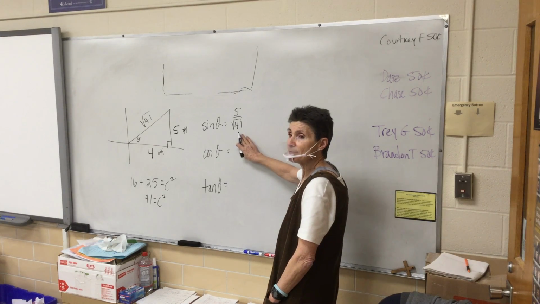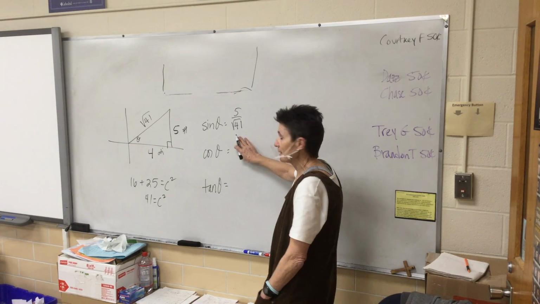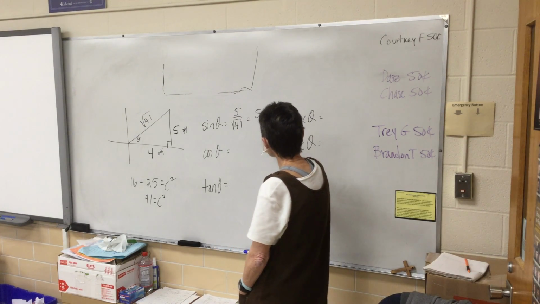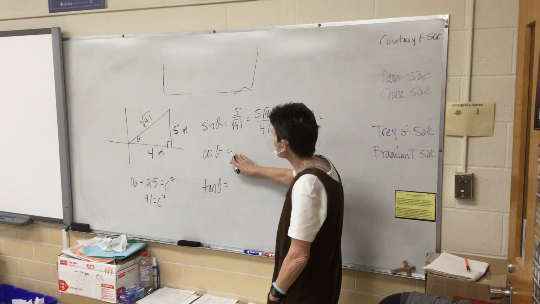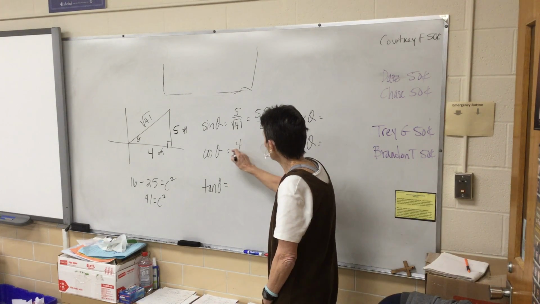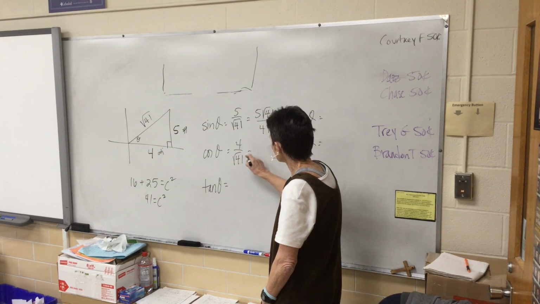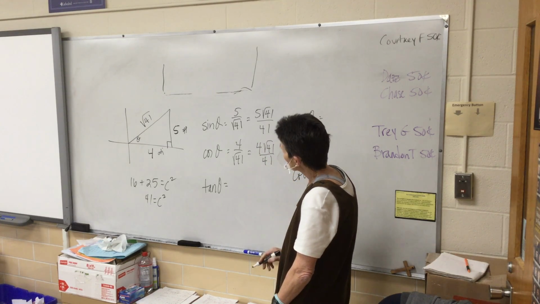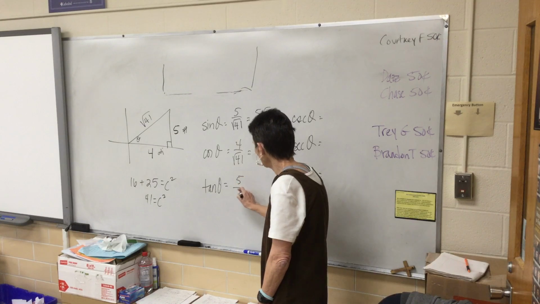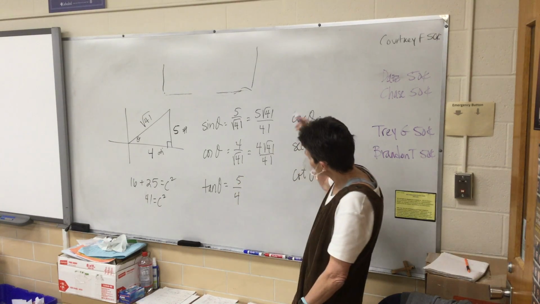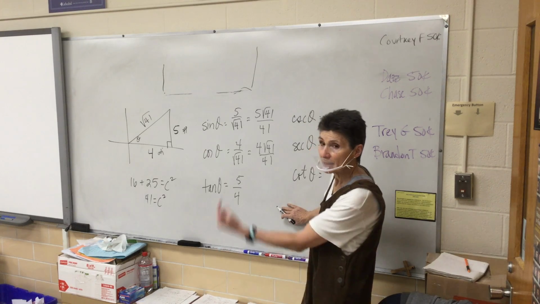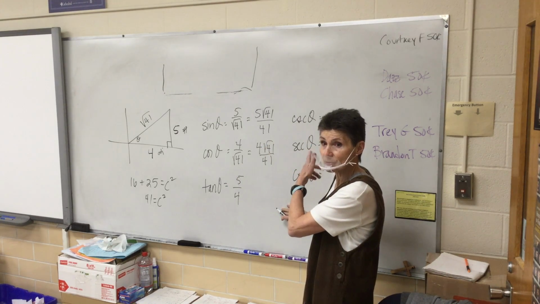So if you have a radical on the bottom, it can't be there, so we'll multiply top and bottom by root 41. So there we go. Cosine, 4 over root 41, which is 4 root 41 over 41. And tangent, 5 over 4. Now, does anybody have a question about those three? Because these are just going to be the flips of those, right?